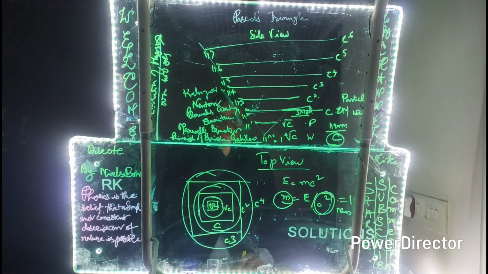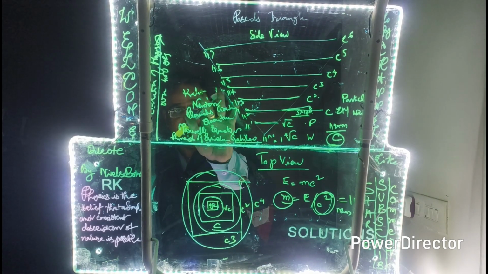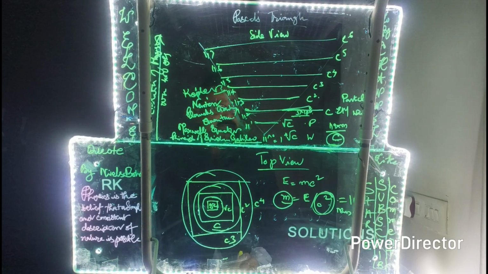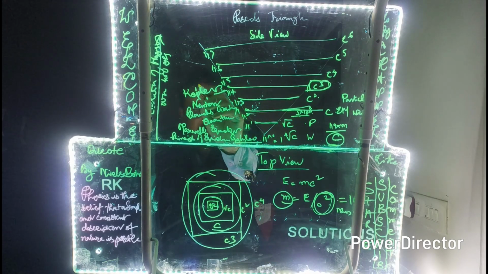And again, C3 here we had Kepler. He dealt with the planets and other bodies which are cubical in the sense they are perfect cubes. And then there came Einstein.